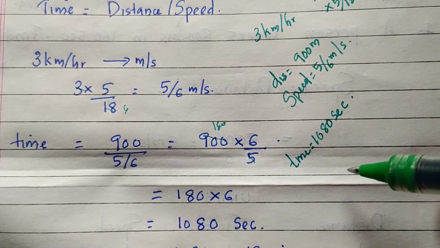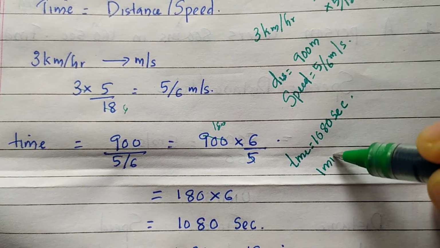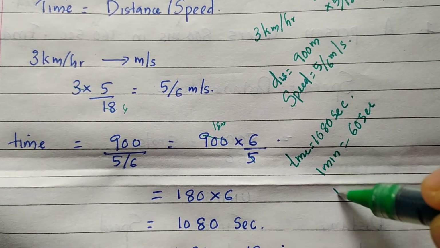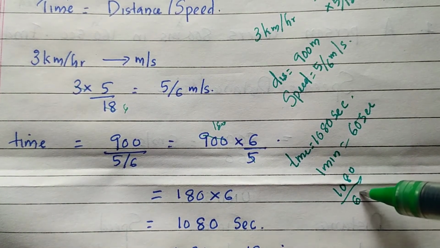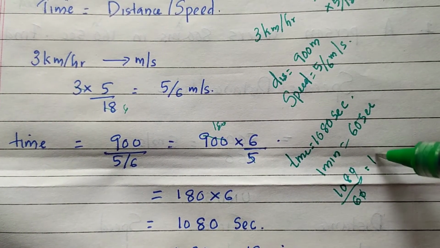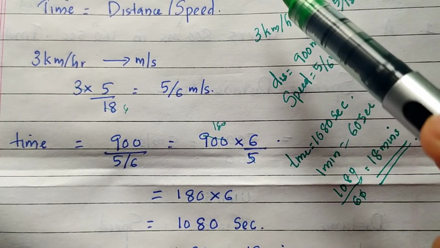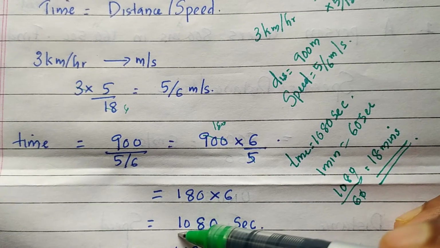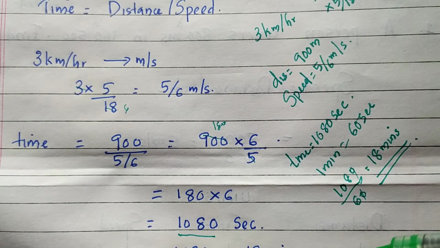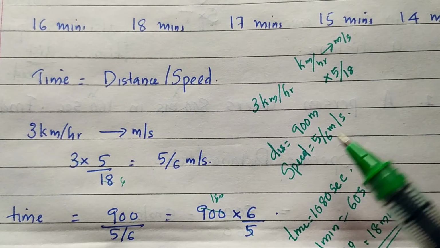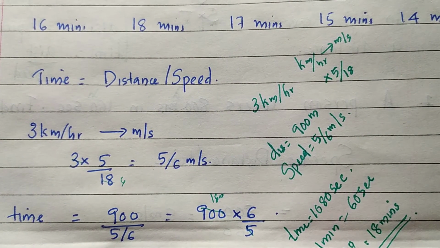So how can we convert it into minutes? 1 minute is equal to 60 seconds. So to convert seconds into minutes, we have to divide by 60. So the time is 18 minutes. If the options were given in seconds, we could directly get the answer as 1080 seconds. But here the options are given in minutes, so we have to convert this time in seconds to minutes, that is 18 minutes. So this is the answer, 18 minutes.